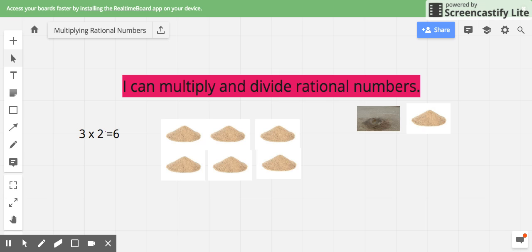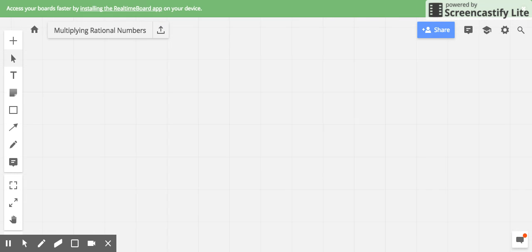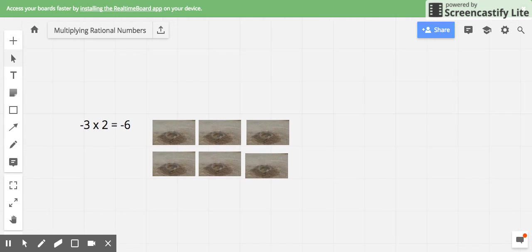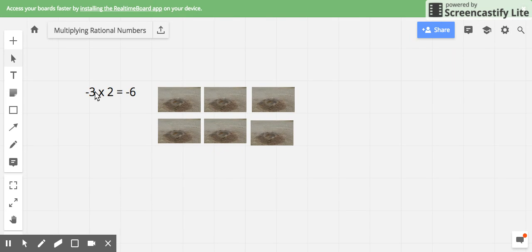Well, let's take it a step further. Let's slide down here. We have now the opposite of 3. Remember, the opposite of a pile is a hole. So we have the opposite of a pile, a hole, times 3 of them. We have 3 holes right there. 2 groups of those 3 holes. That's going to give us a total of 6 holes. So our answer would be the opposite of 6. The opposite of 6 piles is 6 holes. So you can see that there.